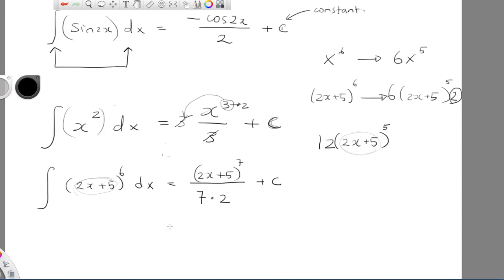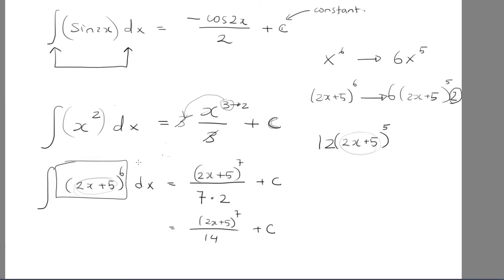So that becomes 14 down there, and you have 2x plus 5 to the power of 7 plus c. So yeah, if you try to differentiate this, then you will see that you get this one here. All right, that's everything. Okay, journey finished. This will be on YouTube as well, so you can look at it again if you want.